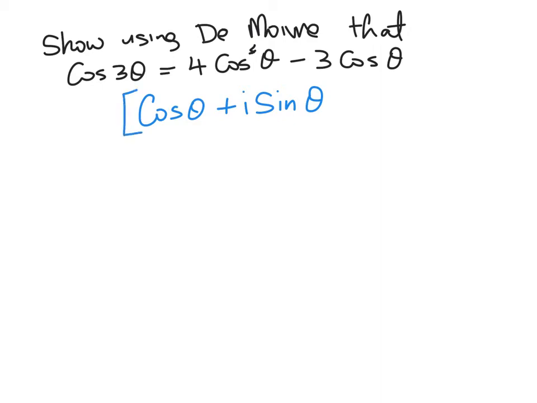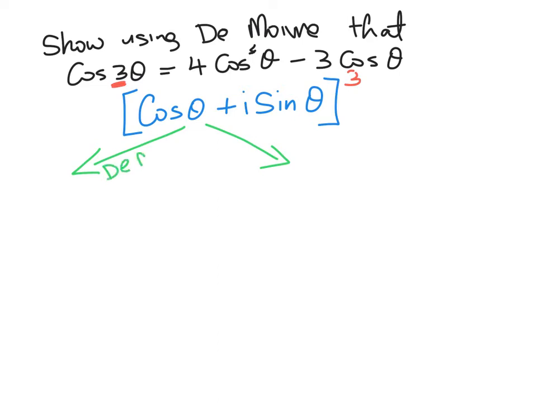Now then you put that to the power of something, and that depends on what is multiplying the theta on the left hand side. So in this particular case it's a 3, so we're putting it to the power of 3. We then expand that cos theta plus i sine theta using two different methods. So we're going to use De Moivre and we're going to use the binomial.